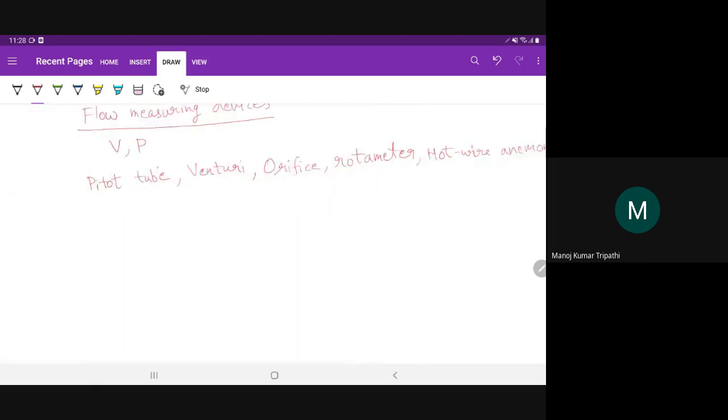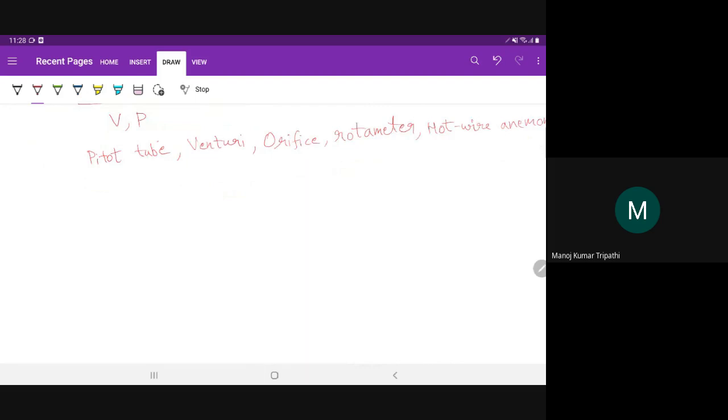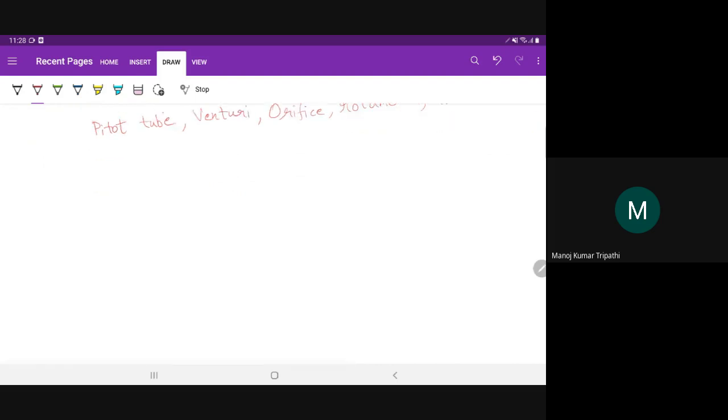Okay. So what are these? We will discuss a little bit. Pitot tubes are generally used in airplanes. They may be used anywhere. The principle is that you get the fluid's velocity as well as pressure. So how do we do that? Let's see.